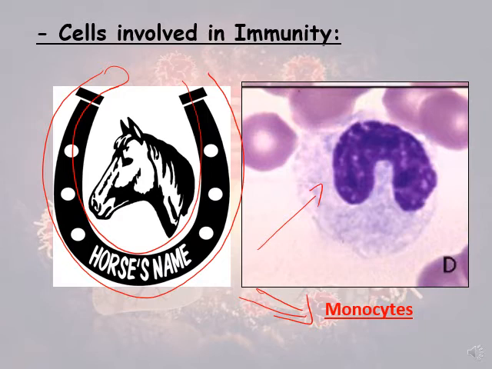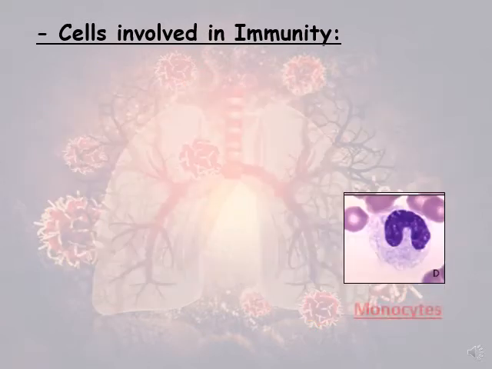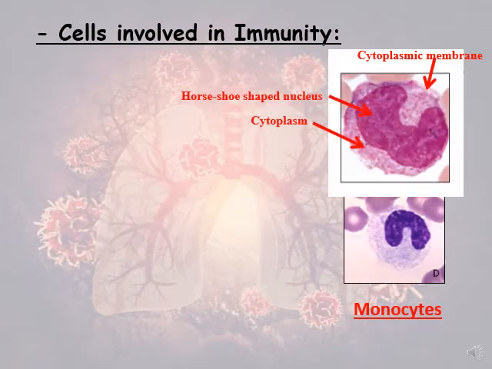So this is an important characteristic of the monocytes. They have a nucleus similar to the horseshoe. That's why it's called a horseshoe shaped nucleus, meaning that it's a nucleus which is similar to the horseshoe. So monocytes, you have to know it. You have to know that this is the cell.